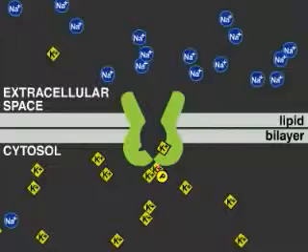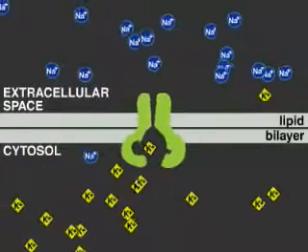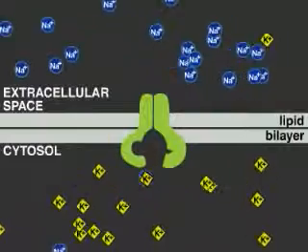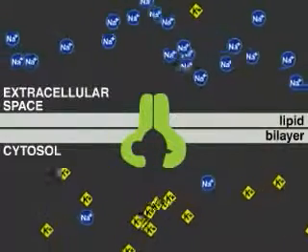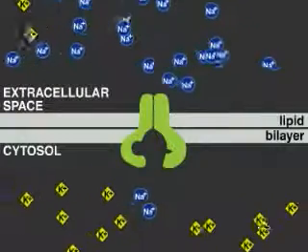Binding of the potassium ions triggers release of the phosphate group and the return of the pump to its initial conformation. The potassium is then released inside the cell, and the cycle repeats. A complete cycle takes about 10 milliseconds.